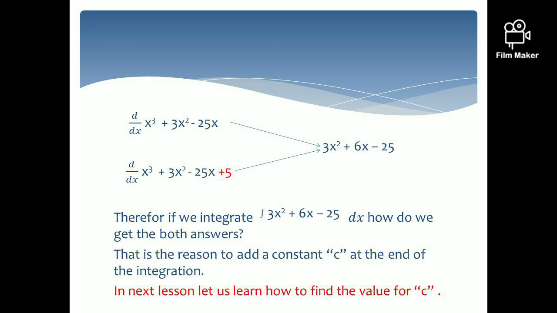The same way, if you differentiate x cubed plus 3x squared minus 25x plus 5 also, you get the same answer, 3x squared plus 6x minus 25. Therefore, if you integrate 3x squared plus 6x minus 25, which answer you receive? Whether it's x cubed plus 3x squared minus 25x or x cubed plus 3x squared minus 25x plus 5. How do we get both answers at once? That is why we add a constant c at the end of the integration. Later on, we will discuss how to find the value for c in such question.